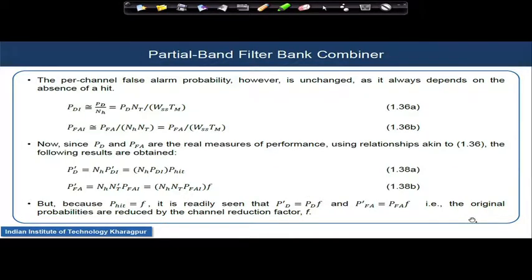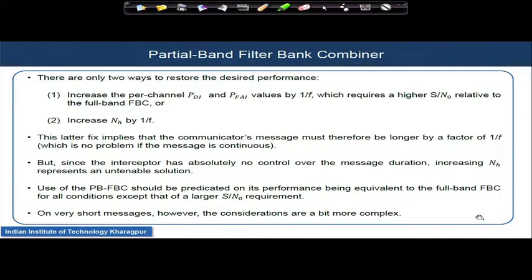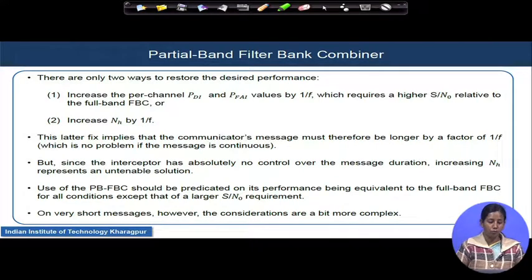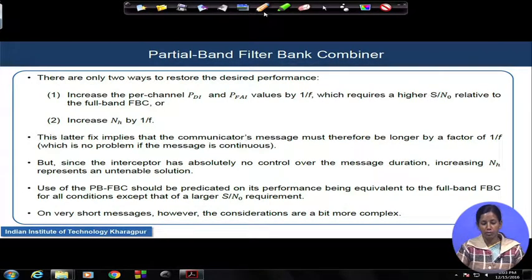So the more you simplify your circuitry, the more the penalty will be, the loss will be over the performance of the detector. Now, there are only two ways to restore the desired performance. We have understood already that there is a loss in the performance. So there are two ways. Either you increase the per channel PDI and PFI by the values of 1 by f, which requires a high SNR relative to the full band FBC, or you increase the NH by 1 by f.